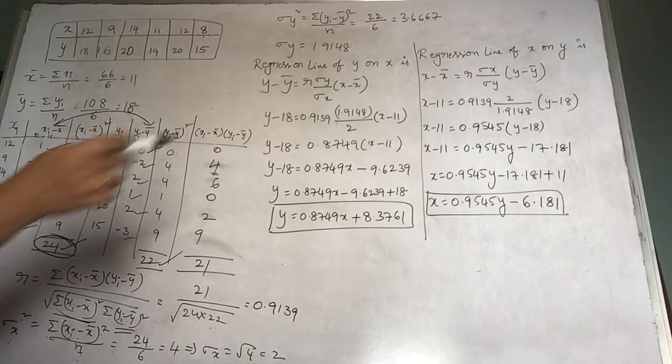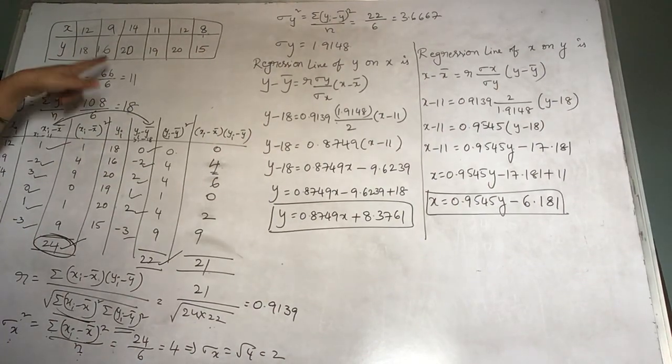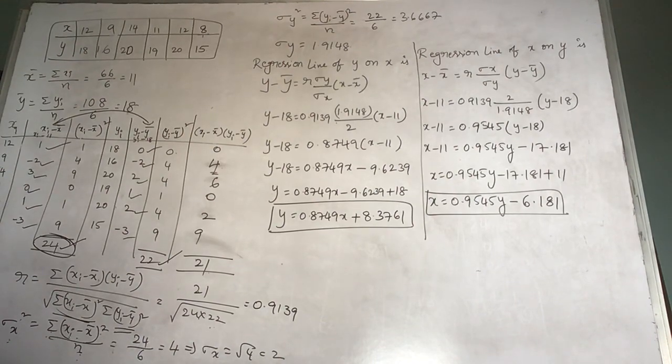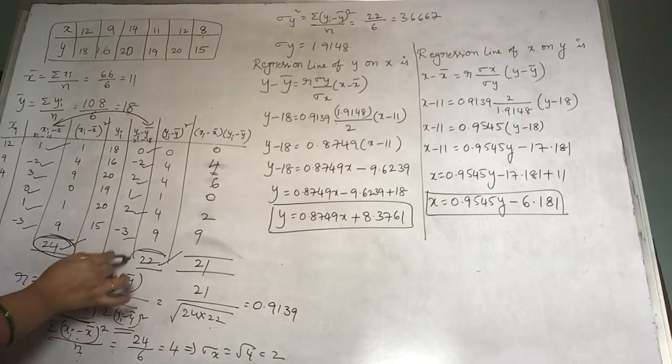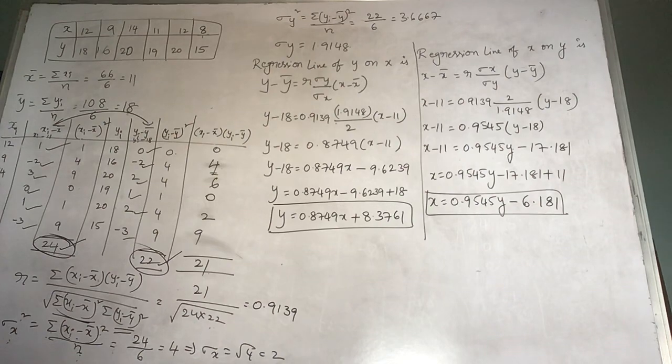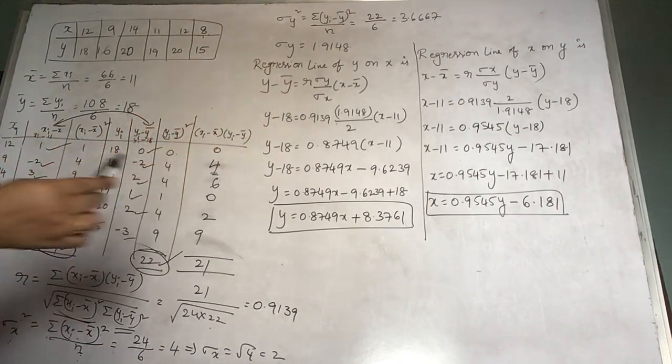Next, sigma y square, that means the variance for the y values. Based on the y observations, sigma y square is equal to summation of (yi minus y bar) whole square by n. Already we calculated summation of (yi minus y bar) whole square, that is 22. 22 by number of observations 6, so we get 3.666 continued, so we round to 4 places, 3.6667. So sigma y is equal to square root of 22 by 6, that is square root of 3.6667, so that is 1.9148.